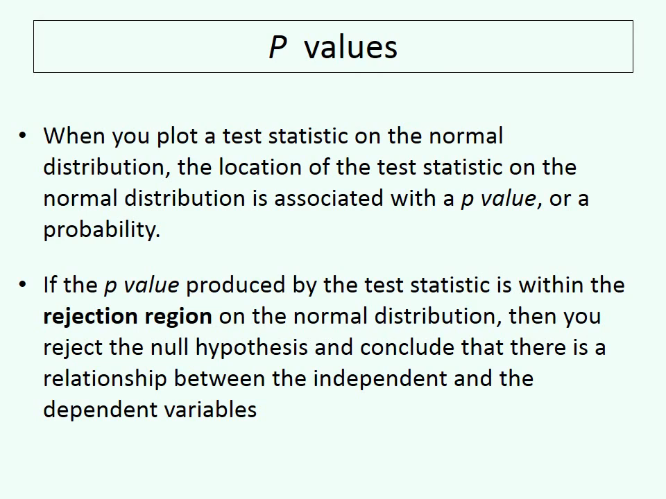When you plot a test statistic on the normal distribution, the location of that test statistic on the normal distribution is associated with a p-value, or a probability. If the p-value produced by the test statistic is within the rejection region on the normal distribution, then you reject the null hypothesis and conclude that there is a relationship between the independent and the dependent variables.